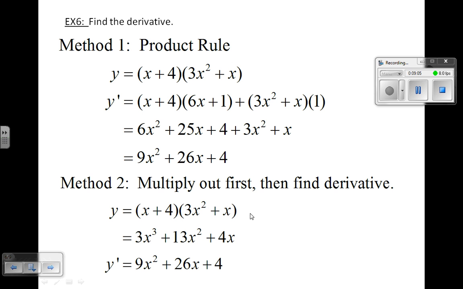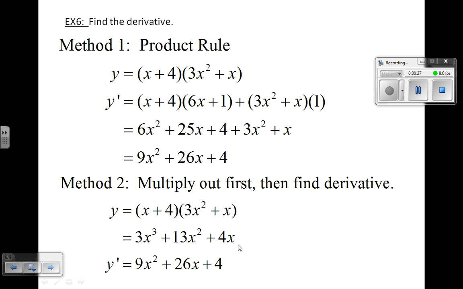If I compare that to multiplying it out first, again, I would FOIL it out. So x times 3x squared is 3x cubed, and so on, right? Outside, inside. So outside is x squared, inside is 12x squared. That gives me 13x squared. And the last terms gives me 4x. So here's my equation, my original function y.